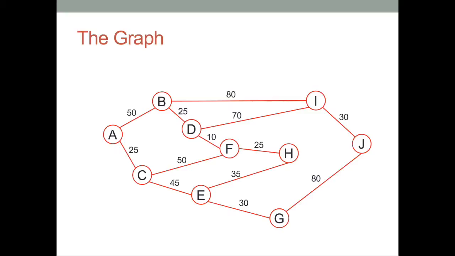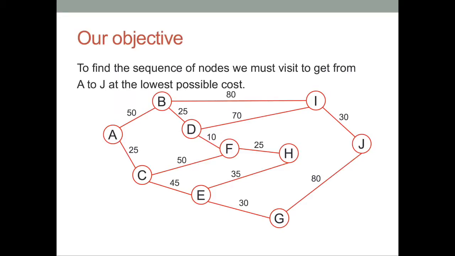Let's imagine we want to find the least cost route across this graph from A to J. That means we need to find the sequence of nodes we must visit to get from A to J at the lowest possible cost. That is the objective of the algorithm. So just to reinforce that, our objective is to find the sequence of nodes we must visit to get from A to J at the lowest possible cost.